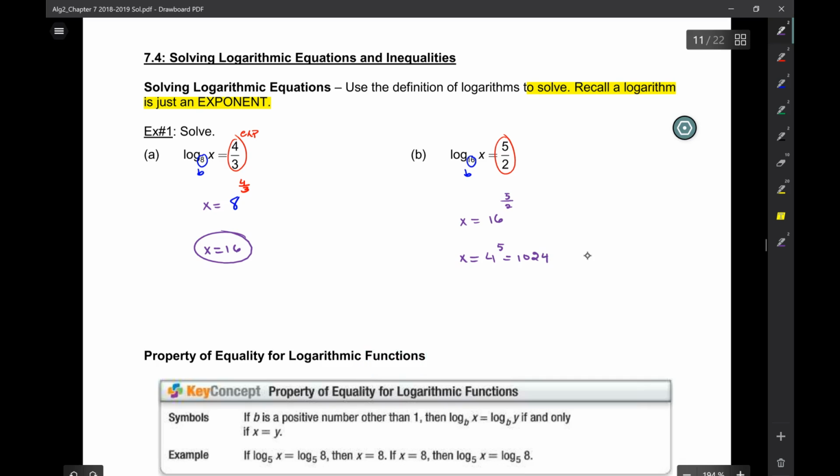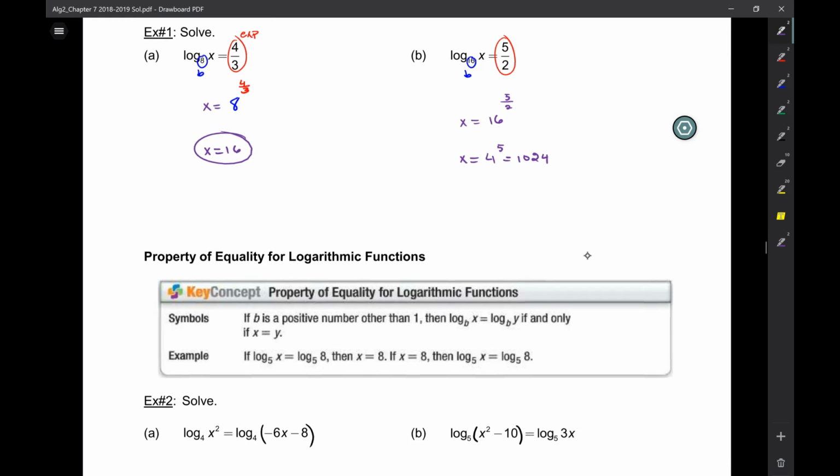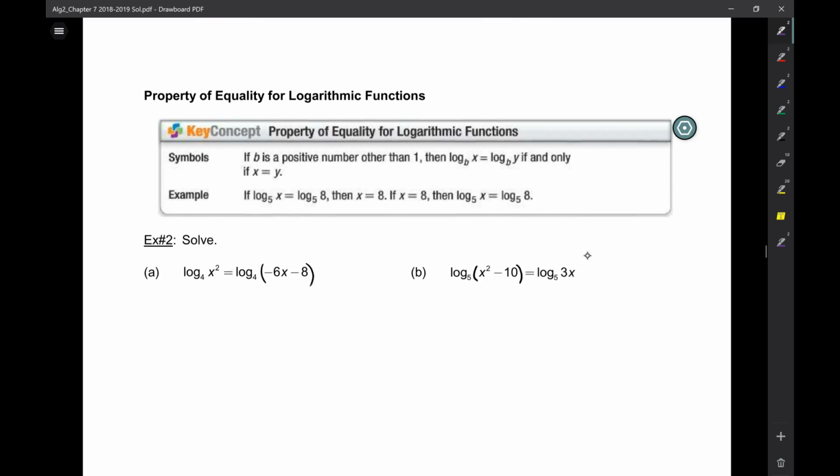Okay? All right. Remember, this could show up on your non-calculator section. If it shows up on your non-calculator section, then you could just say 4 to the 5th. Not 16 to the 5/2, but 4 to the 5th. Simplify it.